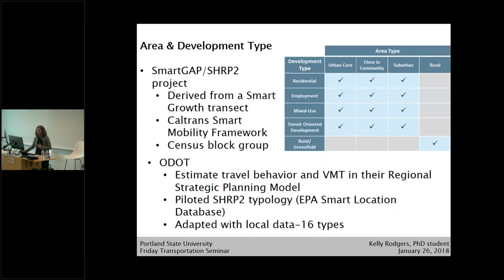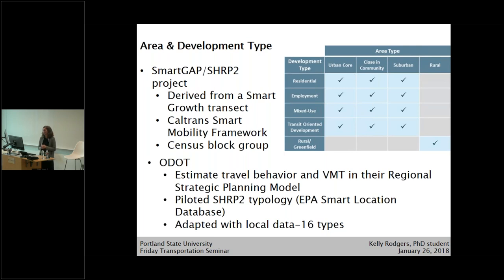And then lastly, we've got area and development type. I didn't know what else to call this, but some of the early work on this actually came from a federal SHRP 2 research project. And there's a document called The Effects of Smart Growth Policies or something like that.